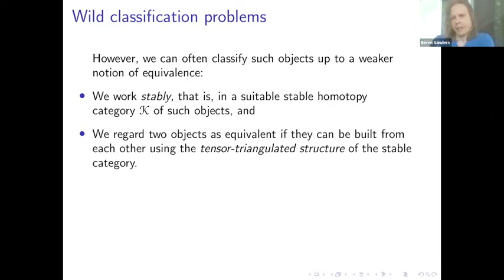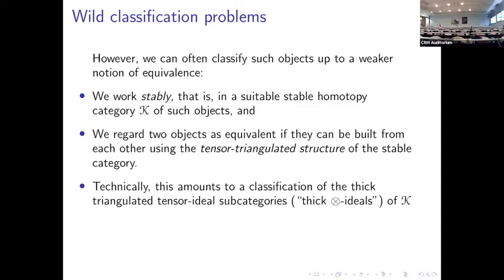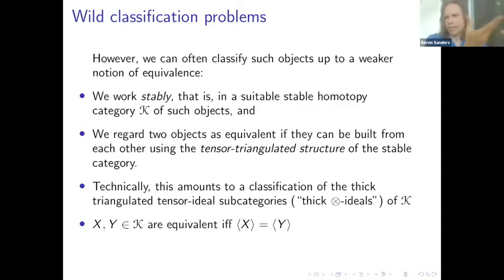And technically, classifying the objects of your category up to this weaker notion of equivalence amounts to classifying the thick tensor ideals of your category, classifying certain subcategories of your category. And the connection there is that two objects, x and y, are equivalent in this weaker sense exactly when they generate the same thick tensor ideal, right? Saying that x and y generate the same thick tensor ideal is saying that x and y can build each other using these tensor triangulated operations. So this is the development that has happened in the last few decades, the recognition that often you can classify the thick tensor ideals, in other words, classify the objects up to this weak notion of equivalence.